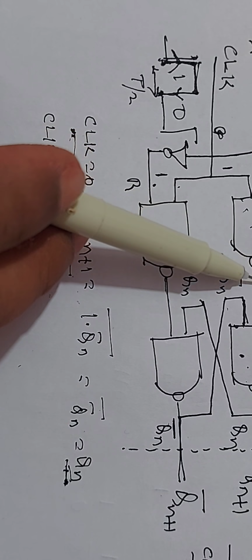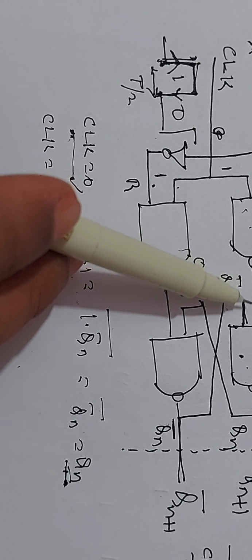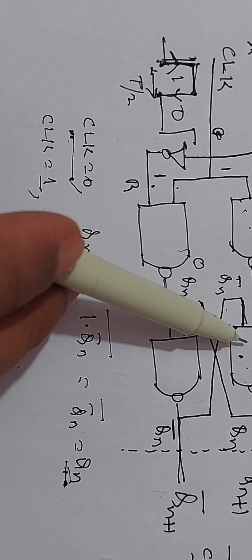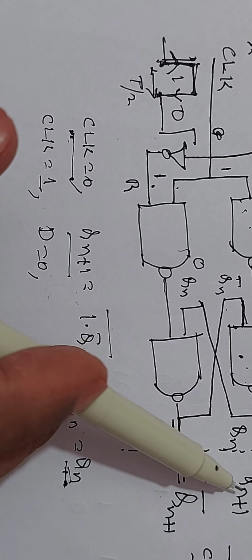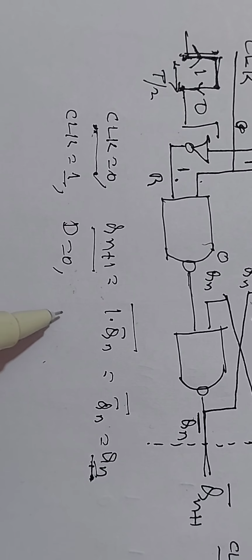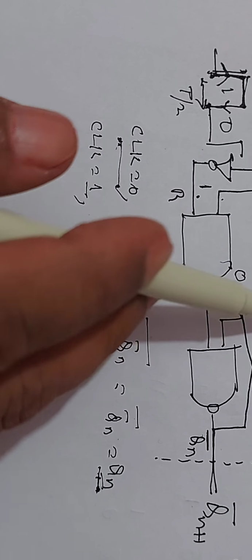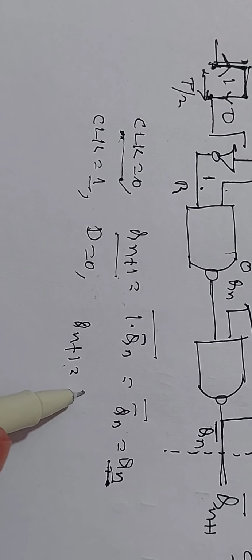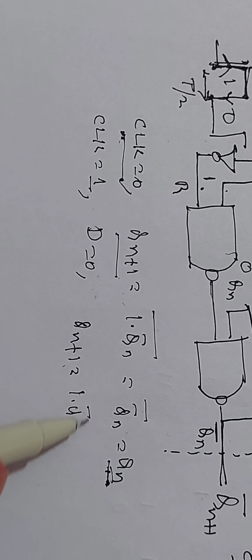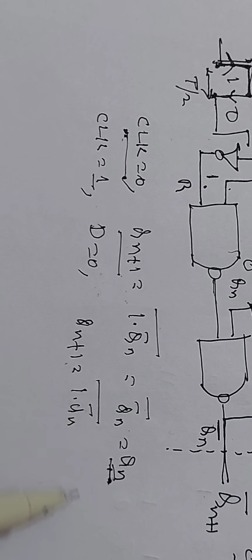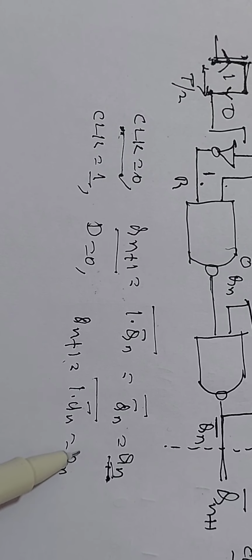Now this 1 into Qn bar is the input for this, and therefore Qn plus 1 output will be given by Qn plus 1 is equal to product of these two inputs, 1 into Qn bar whole bar, which is equal to Qn bar bar, which is equal to Qn.